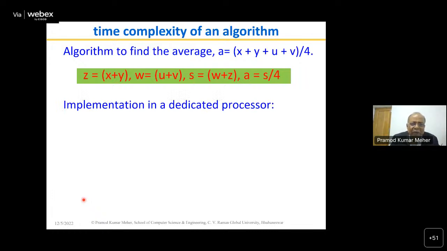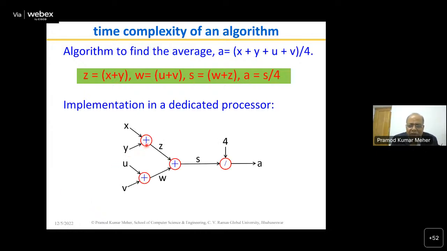But if you implement it in a dedicated processor, in dedicated processors we will have adders, and suppose we have 3 adders. In this algorithm, we are doing 3 additions and we have 3 adders. One adder is adding X with Y, another adder is adding U with V, and we get Z and W, which are added by the third adder to give S. And there is a divider circuit, or a shifter, which will divide S by 4 to give the result. So this will be much faster.